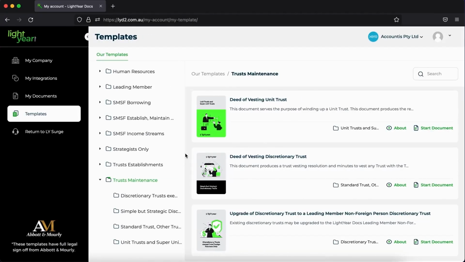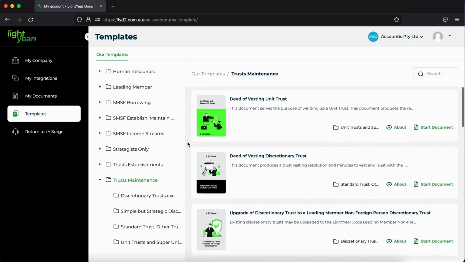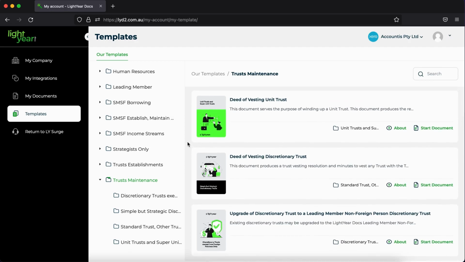Everyone, today we're going to go through our trust maintenance document category. This is where you'd go to upgrade, vary, or wind up any trust that you have. It doesn't have to be one set up through us, and that is the beauty of our documents. Like I said, we have a full deed of vesting for both our discretionary and unit trusts.